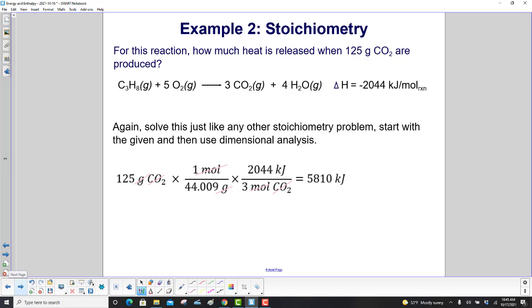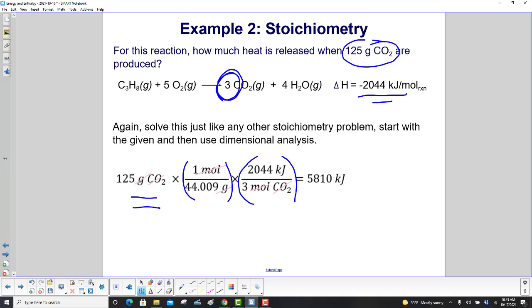Again, solve this just like any other stoichiometry problem. Start with the given and then use dimensional analysis. So our given is 125 grams of carbon dioxide. We do the molar mass of carbon dioxide from the periodic table, and then we have the enthalpy here, 2,044 kilojoules, produces 3 moles of carbon dioxide. Carry out the math, and we get 5,810 kilojoules.